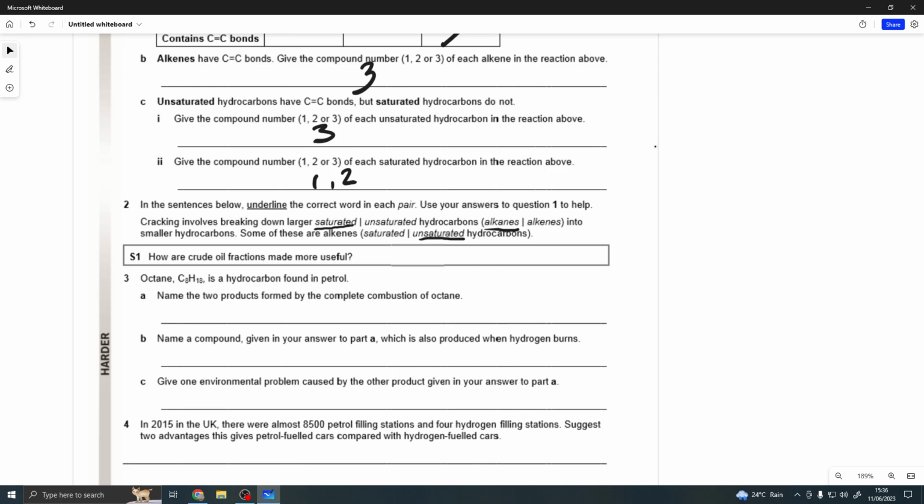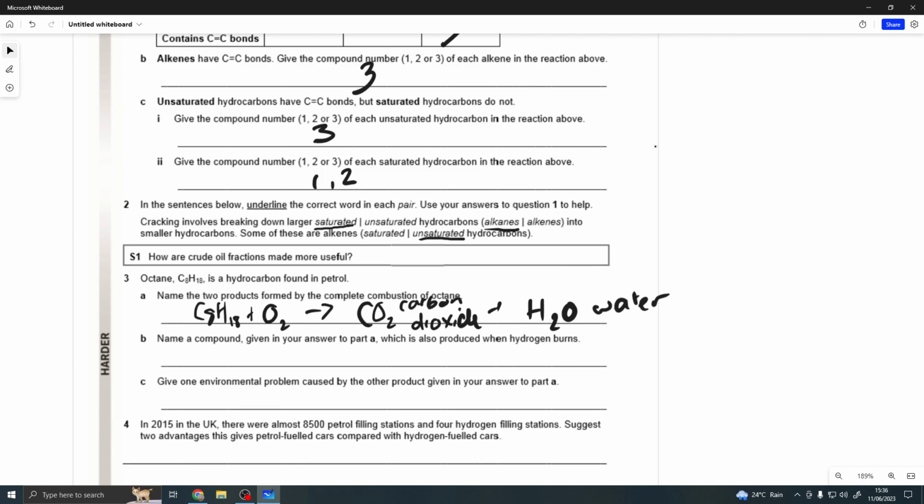Brilliant. Now, octane is a hydrocarbon found in petrol. Name the 2 products formed by the complete combustion of octane. Well, if you take octane, C8H18, if you react it with O2, what are you going to make? Well, you're going to make C and something with O in it, which is CO2, carbon dioxide. Why am I writing it? Because it told me to name it. I'm writing the CO2 to help you work it out. Now, and then there's H and O. What can you make with H and O in it? Well, H2O, isn't it? Water.